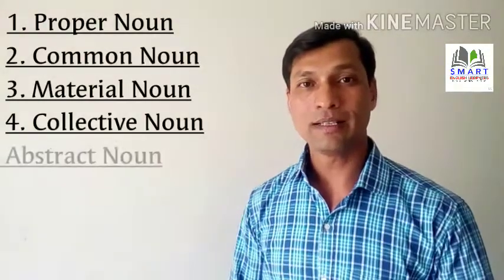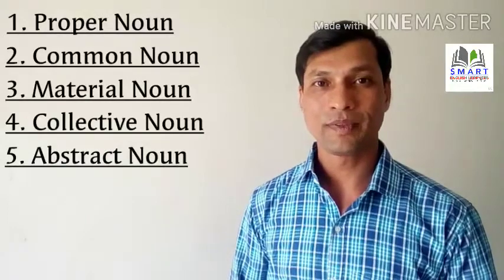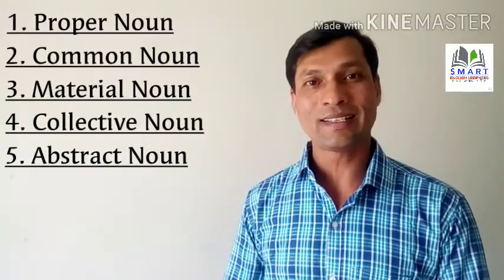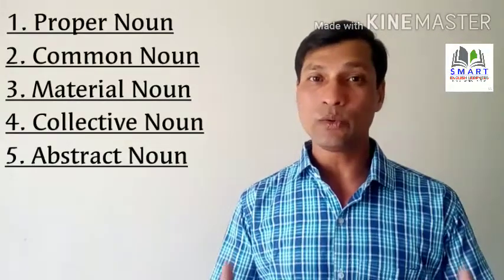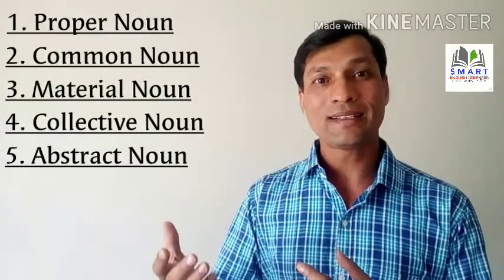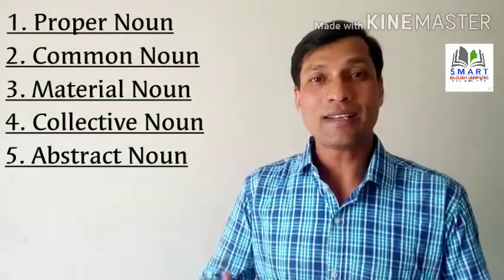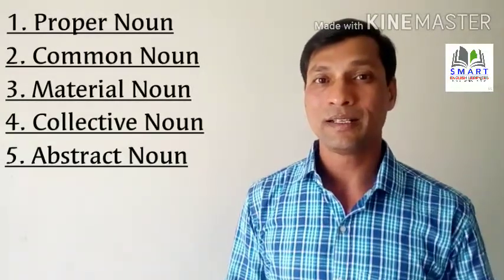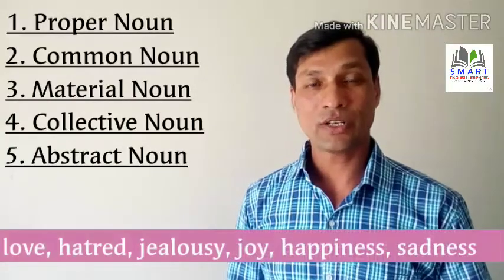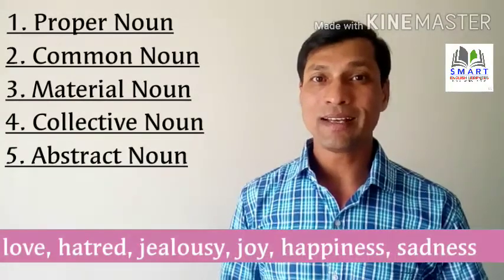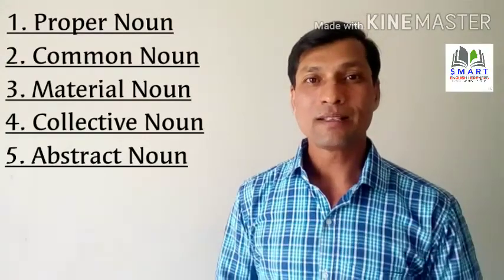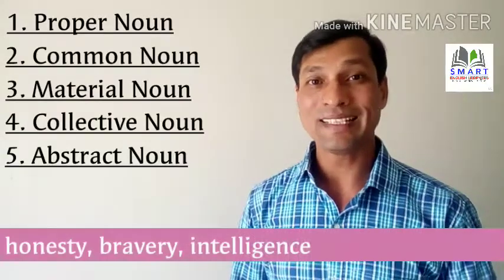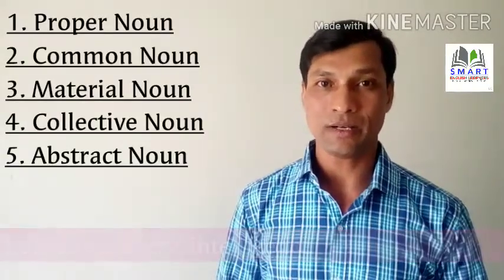Okay, let's move on. The next type of noun is abstract noun. There are certain things that cannot be seen or cannot be touched. They do not exist in the physical world, but they do exist in our perception. They do exist in our imagination. We can understand the concepts. For example, the emotions and feelings and states of mind like love, hatred, jealousy, joy, happiness, sadness. Sometimes the qualities and attributes like honesty, bravery, intelligence. These are called abstract nouns.